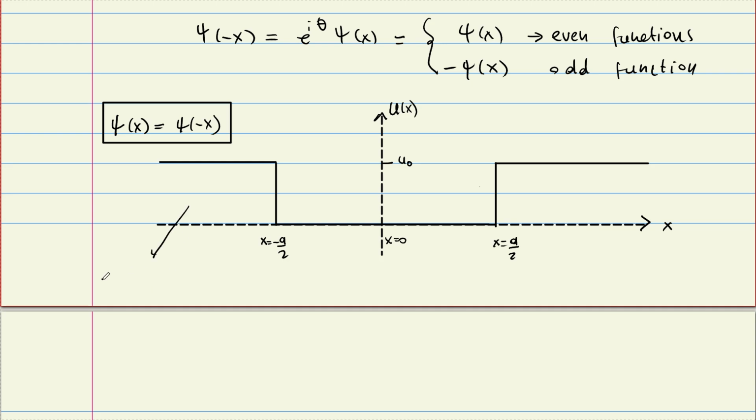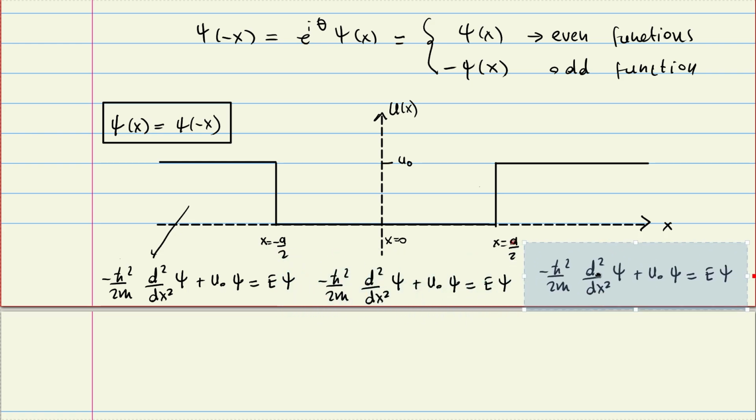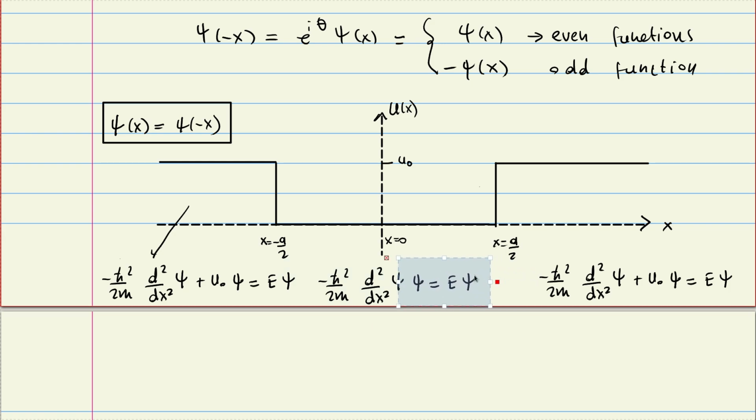So here we have minus h bar squared over 2m d squared dx squared psi, plus here the potential is U naught. So this is U naught times psi is equal to E psi. And in the second region I have exactly the same thing, but without U naught. Okay, let me copy here and here. So here I have no U naught, so I can erase that. And I can erase that one too. And here exactly the same thing, right? So this is region 2, this is region 3.